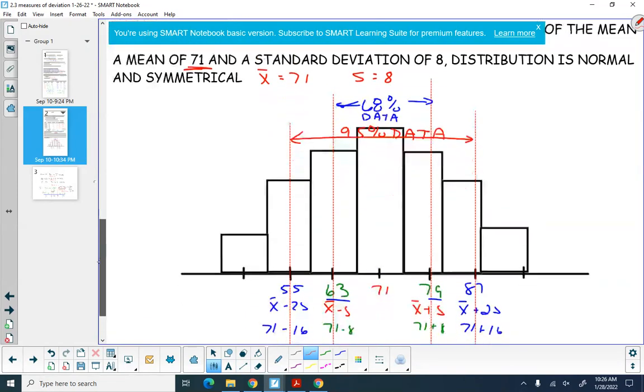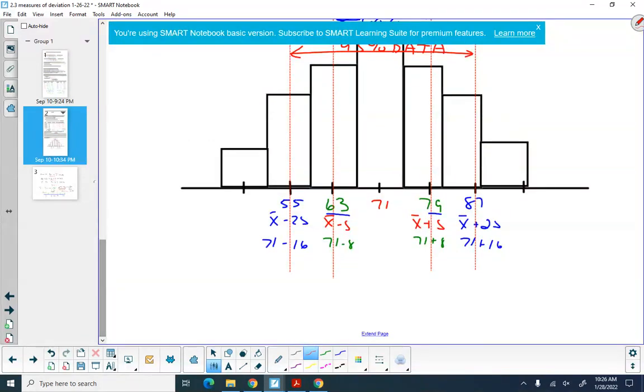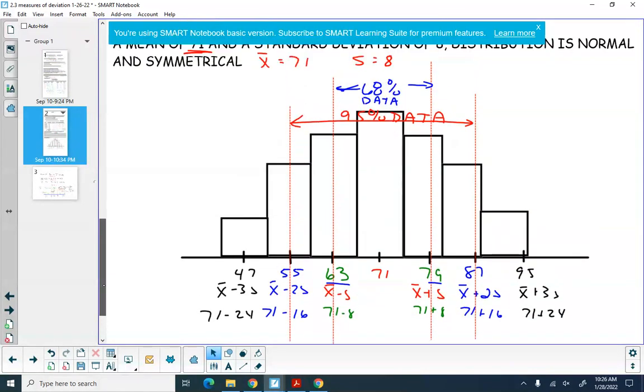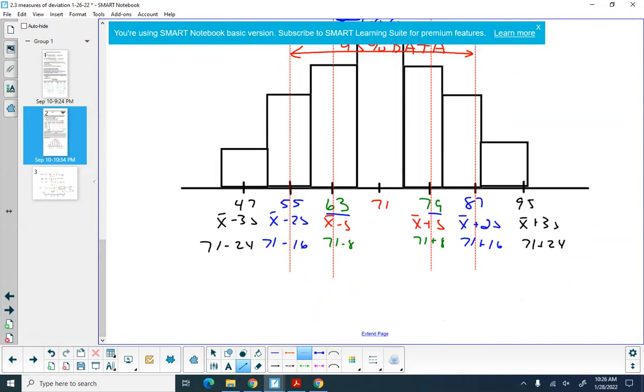And the last one is 99.7% of the data. So we have x bar minus 3 standard deviations and x bar plus 3 standard deviations. So we have 71 minus 24 and 71 plus 24. So we have 95 here and 47 here. 99.7%, but basically all the data values.